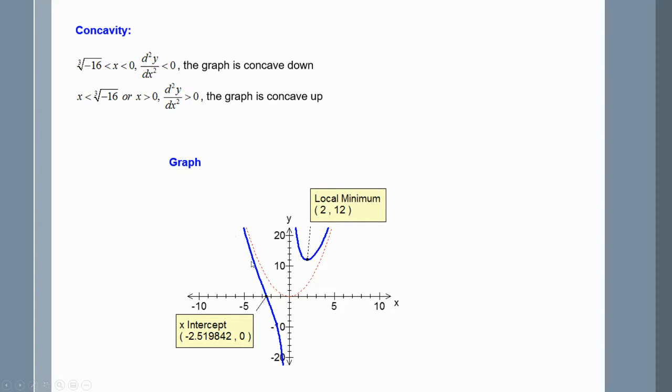So we draw our parabolic asymptote. We know we have x-intercept, which also is the inflection point, so it would be concave up here, concave down, and the graph is concave up there all the way with the local minimum at this point.